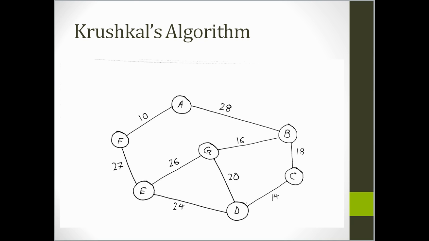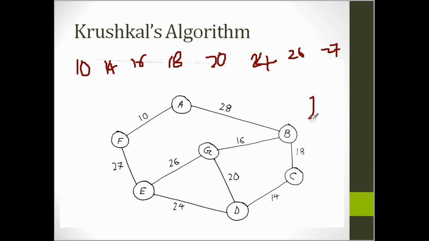So I'll show you a demonstration with my Hebrew handwriting. So you have 10, and then you have 14, 16, 18. I'm sorting it, okay? You have to sort it first. 20. Who's next? 24, 26, 27, 28. So we start from the least.